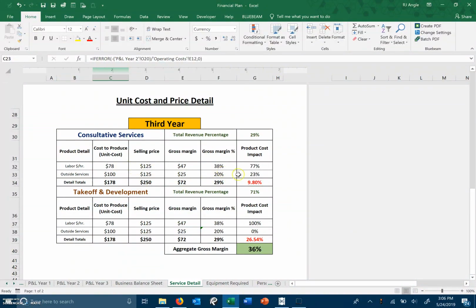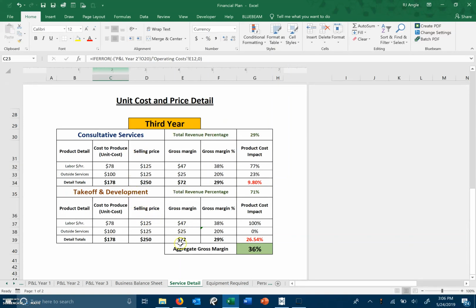which inevitably I'll still have to do nonetheless, but I'm anticipating a smaller percentage of that taking place in my consultative services revenue stream. I have increased my market share of this particular service from 25 to 29% of the total gross revenue generated company-wide, and that equates to, through all of this, a 9.8% company-wide gross profit margin impact generated from this service that I'm providing.